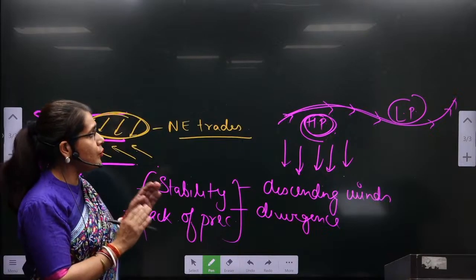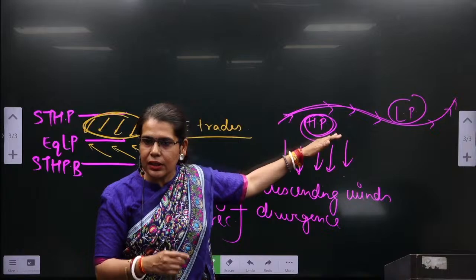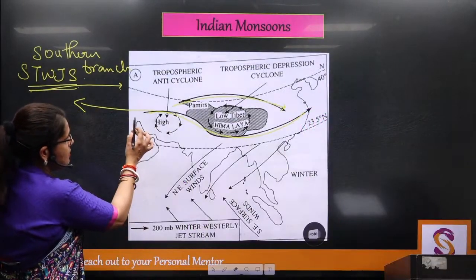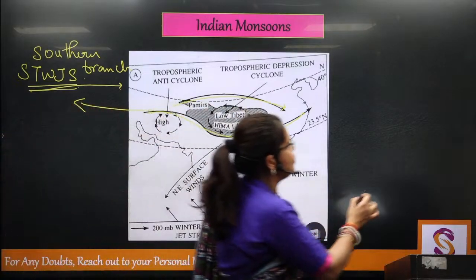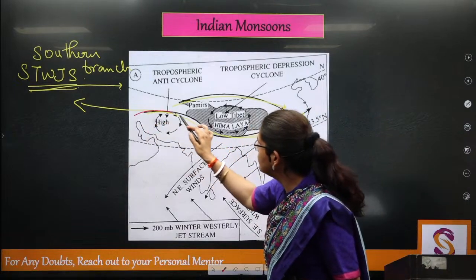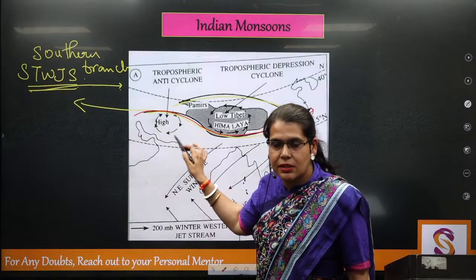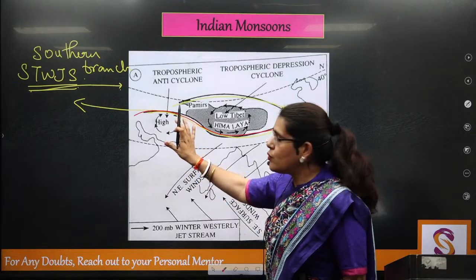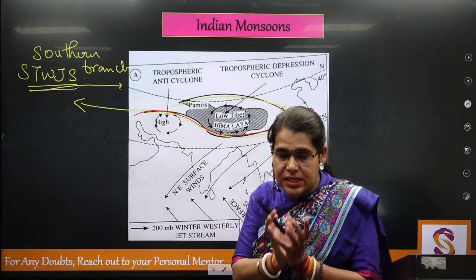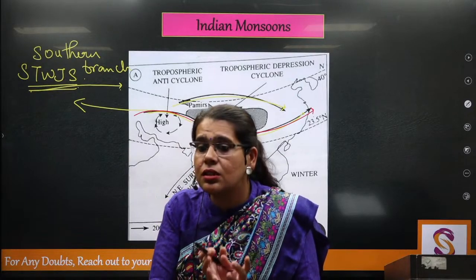Now throughout winters this condition persists because of the presence of the southern branch of the STWJ. Very important. You can see in this diagram, this is the southern branch of the STWJ. So which center is this? High pressure center. Because this high pressure is sustained in the winter season over India, there is no rainfall.